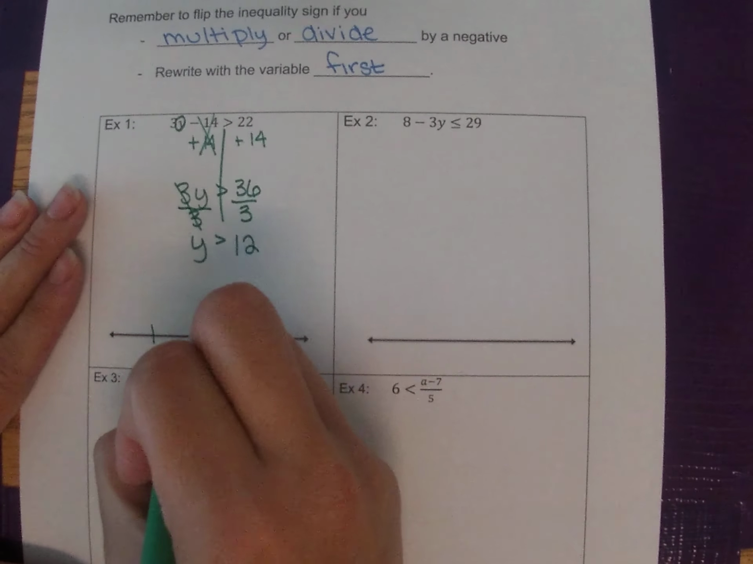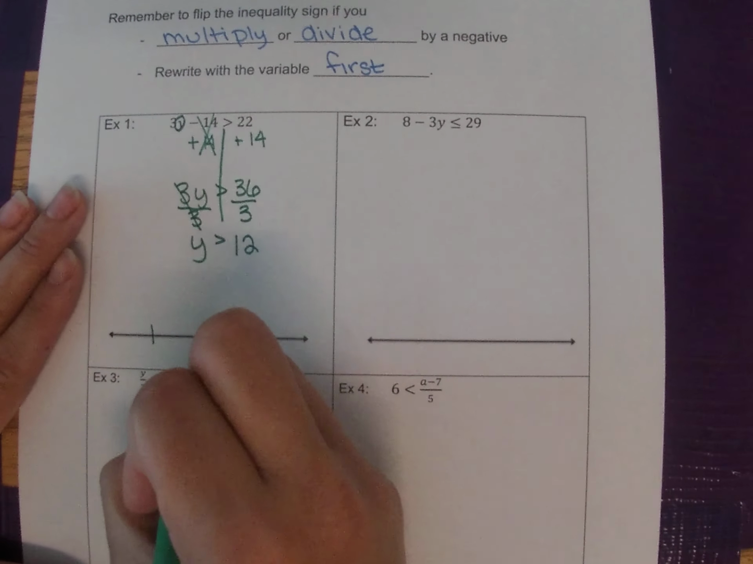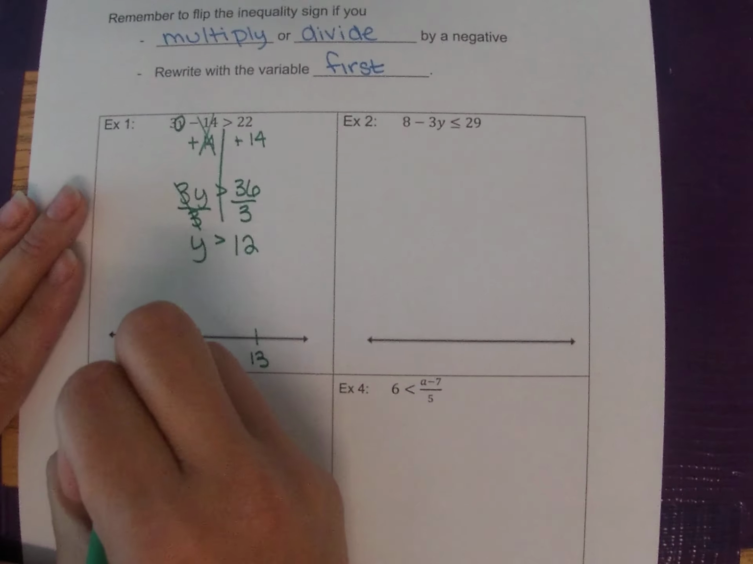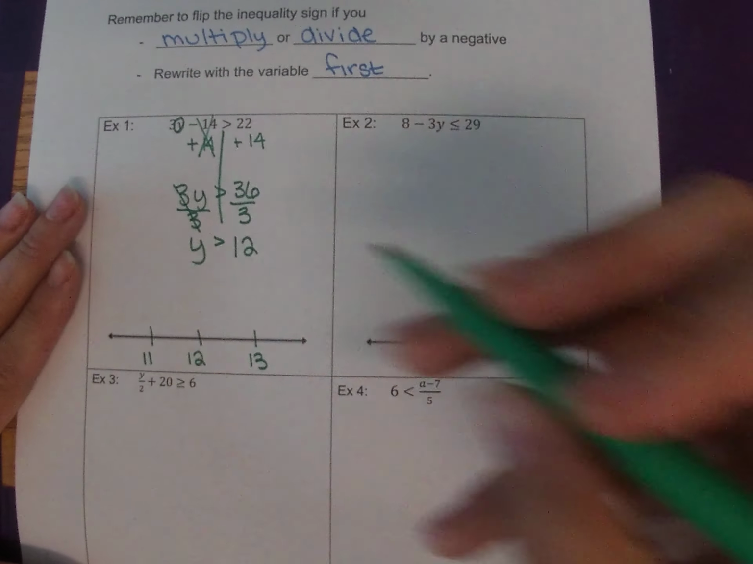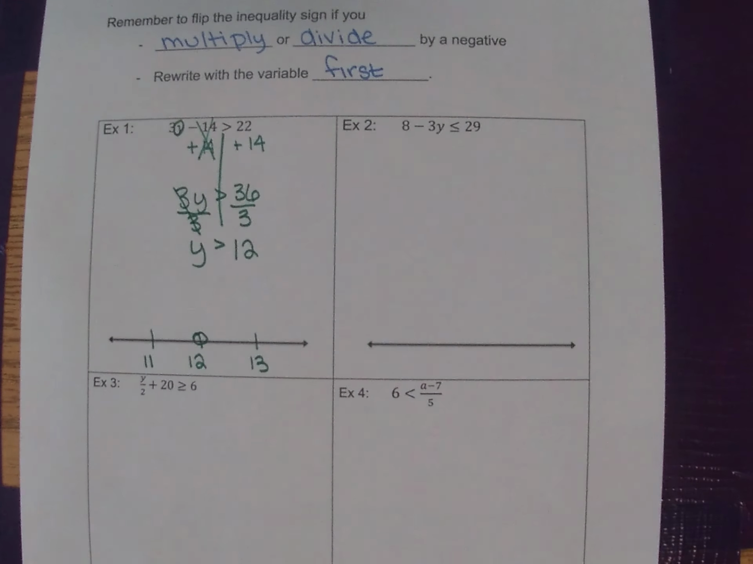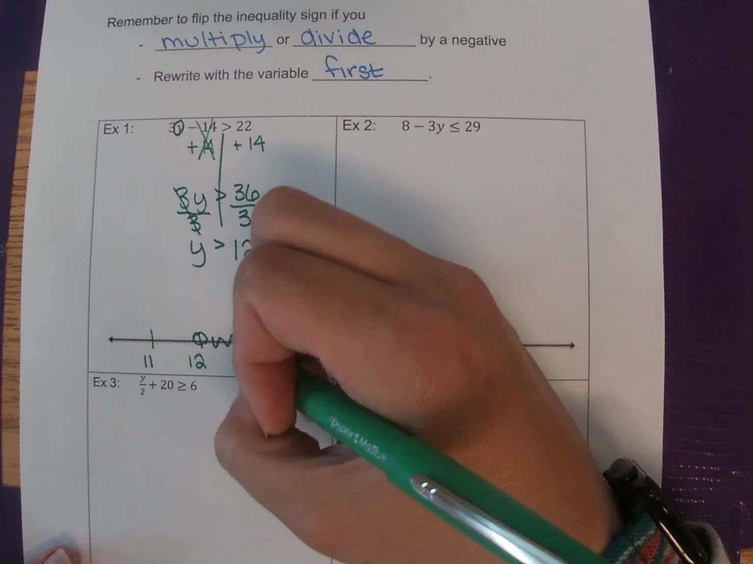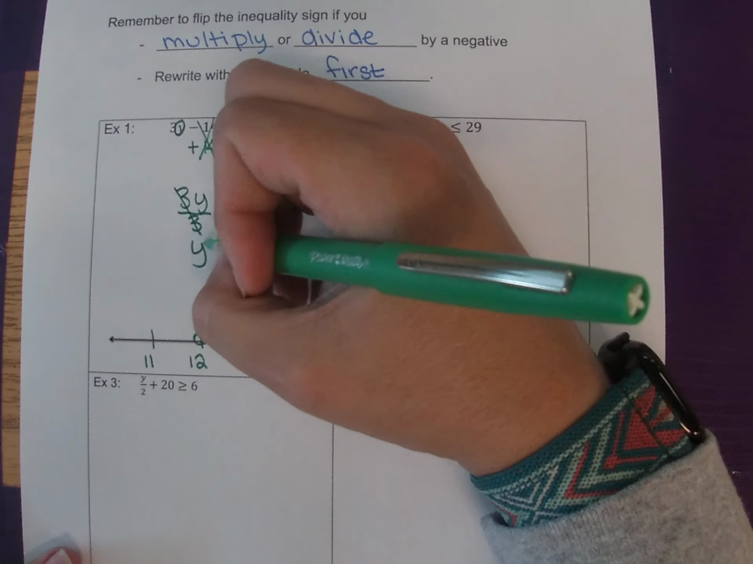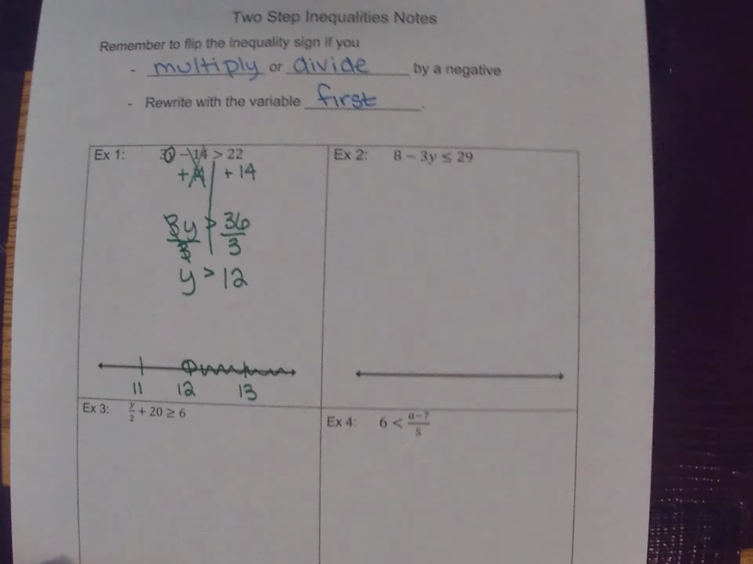Right? We can graph this answer on a number line. My 12 goes in the middle. And we know that greater than means an open circle because it is not or equal to. And numbers greater than 12 are to the right. We can imagine drawing that arrow in there and we would shade to the right.